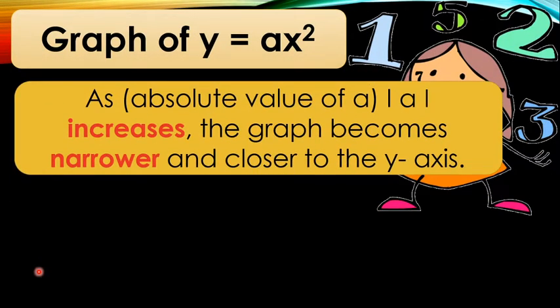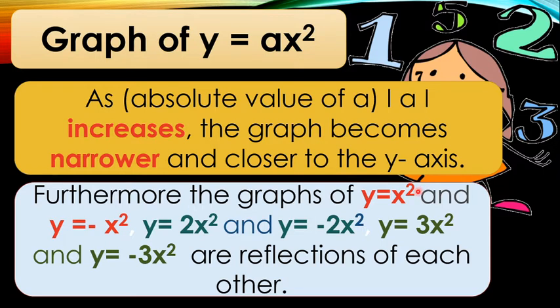Now, for the graph of y equals ax squared, as the absolute value of a increases, the graph becomes narrower and closer to the y-axis. You're going to disregard the sign of a, which is negative. Just get the absolute value of a. Furthermore, the graphs of y equals x squared, y equals negative x squared, y equals 2x squared, y equals negative 2x squared, y equals 3x squared, and y equals negative 3x squared are all reflections of each other.